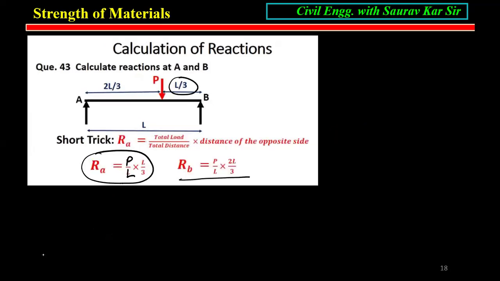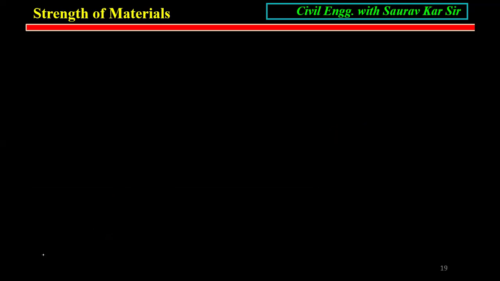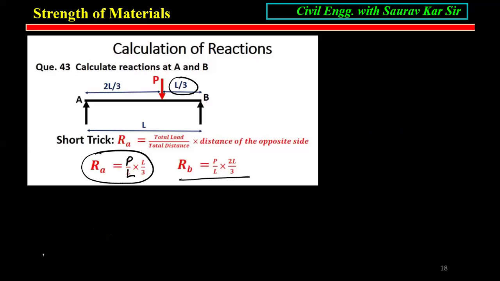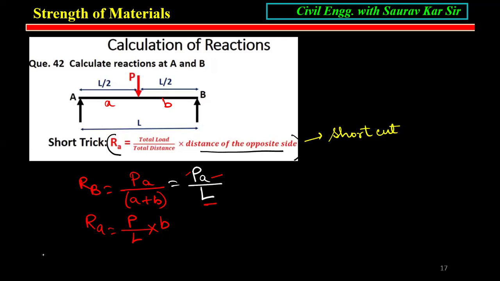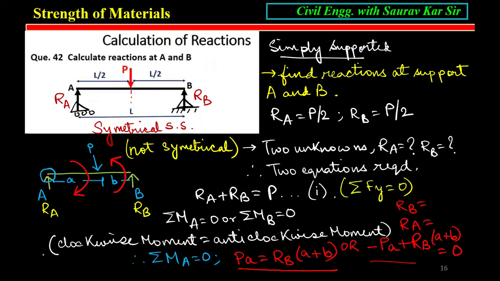Next, I will come to UDL also. So this is the trick. If you are able to remember it, then within 1 minute you can solve any MCQ. Or if you are not able to, then you apply these two equations, two unknowns, equation 1 and equation 2. No problem, it will take 2-3 minutes more.